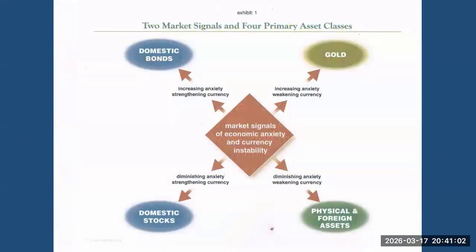So this is how he lines it up. He says growing risk with stronger currencies, he says domestic bonds. I absolutely think he's talking about treasuries there. So risk is increasing and the currency is strengthening. That's essentially where we are right now. The treasuries aren't doing that well. When risk is falling and the currency is strengthening, that's when you go into stocks. When risk is growing and the currency is weakening, that's where you want to be in gold. When risk is falling and the currency is weakening, that's where you want to be in physical assets like commodities and real estate.